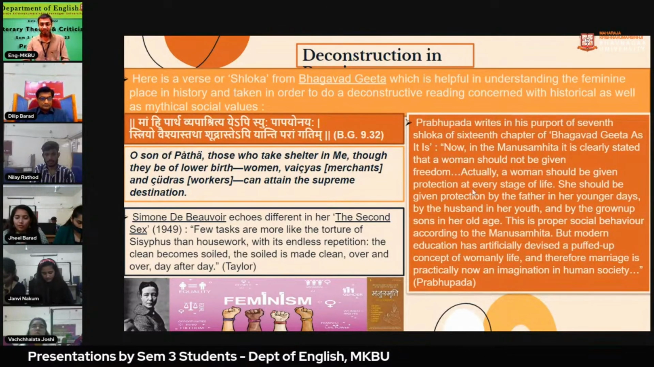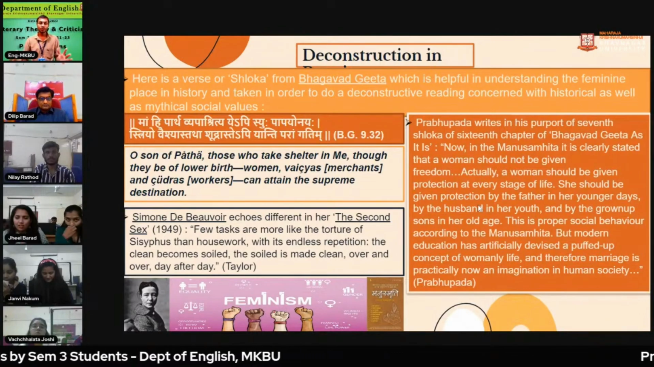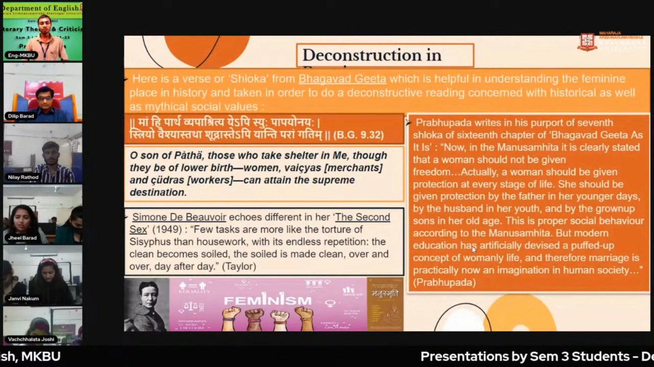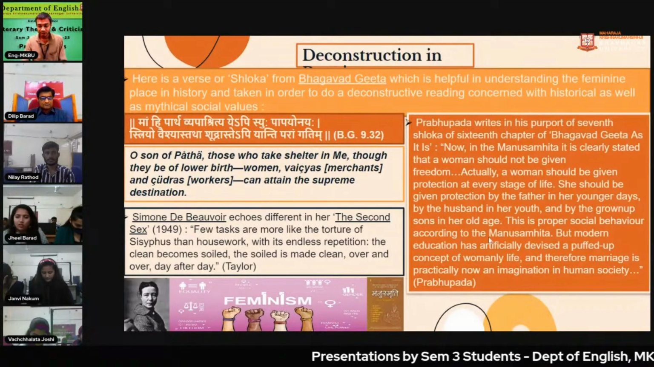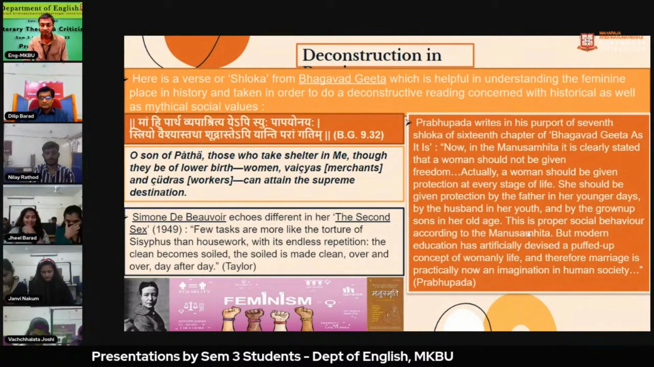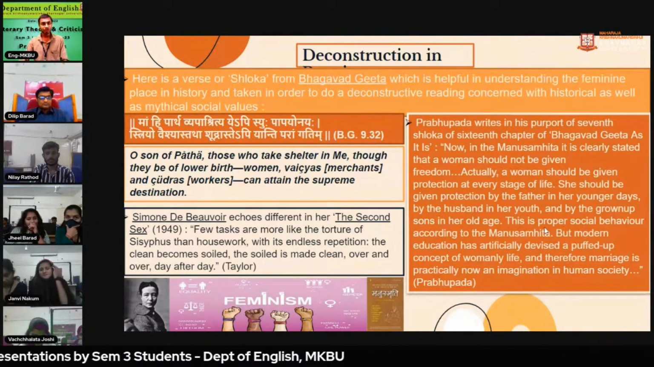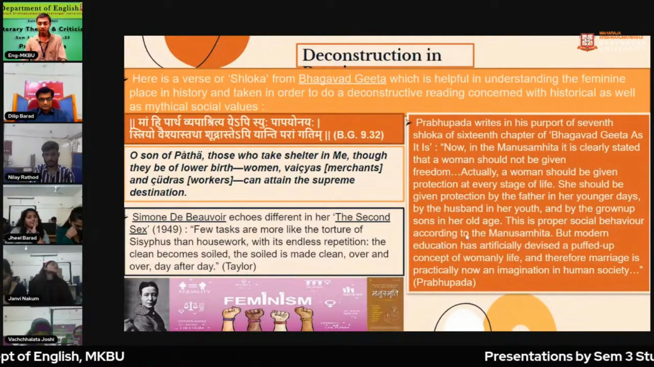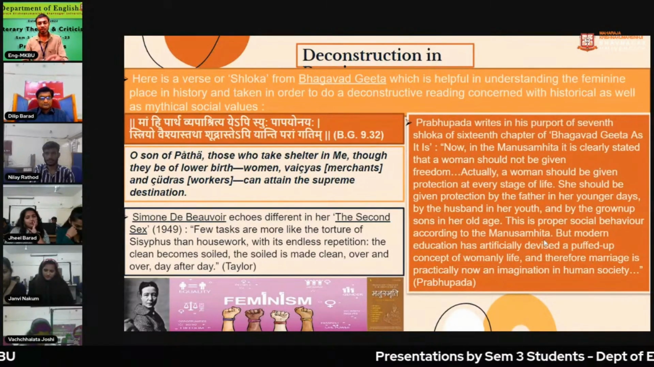So now they will not allow you to be free or do your things on your own, but they will just keep you within four walls, and they will do things in the name of protection. So this is proper social behavior. It is stated by him that this is proper social behavior according to the Manu Samhita. So again, he is referring to the Manu Samhita.